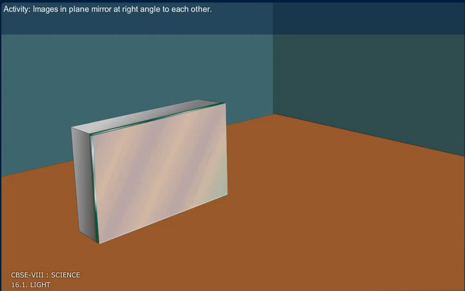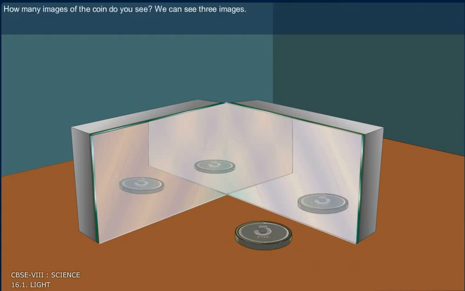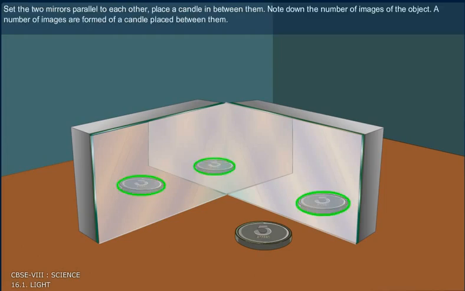Images in plane mirrors at right angles to each other. Take two plane mirrors. Set them at right angles to each other with their edges touching. To hold them, you can use adhesive tape. Place a coin in between the mirrors. How many images of the coin do you see? We can see 3 images.